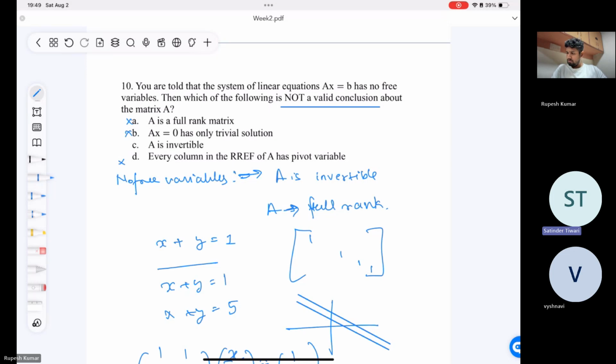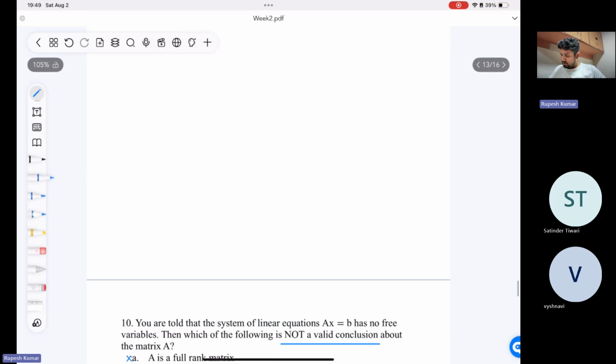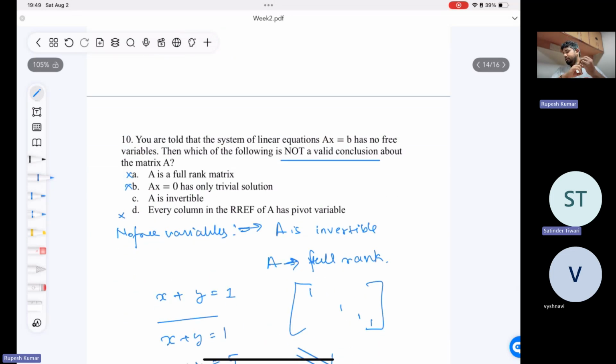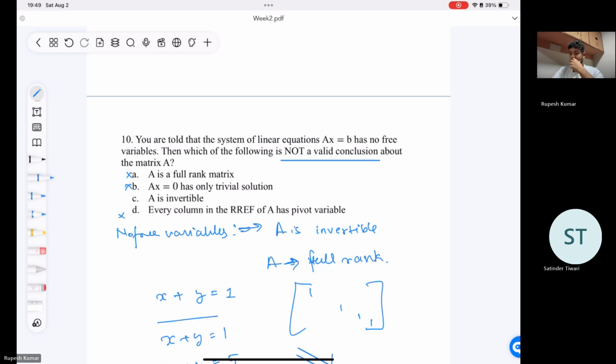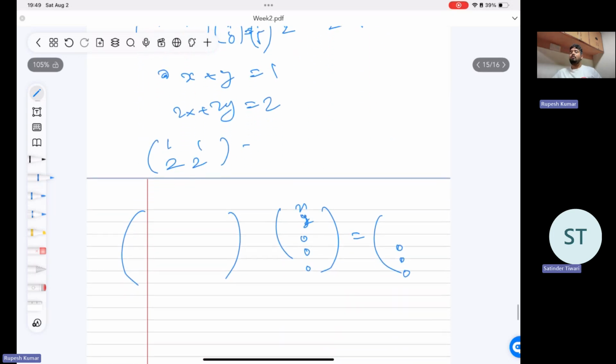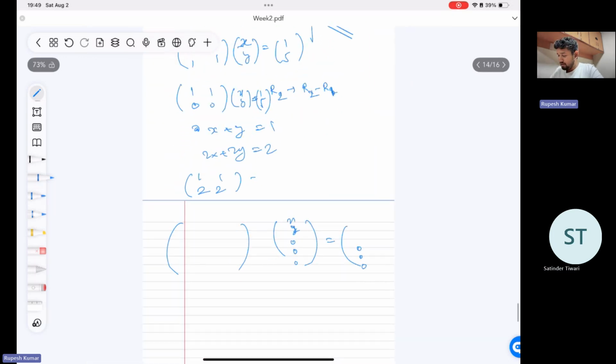Sir, can it be that option A will be wrong only? What does it say? Option A is a full rank matrix. Which basically can't be valid. It has to be full rank, right? This question, option A and option C. Okay, so if it's full rank and it has no free variables, right? Okay, now I can think of some idea.